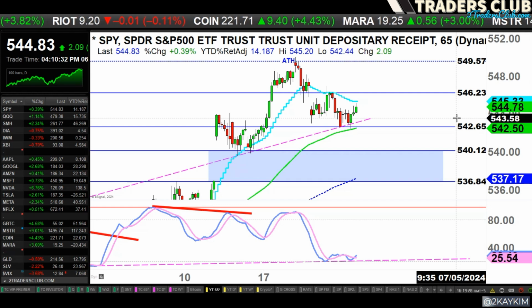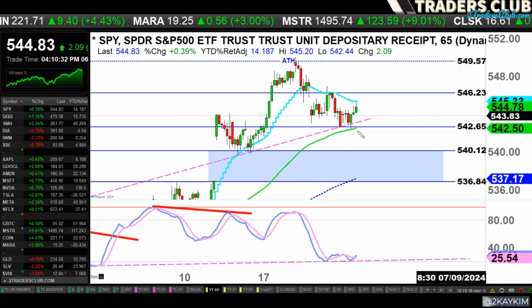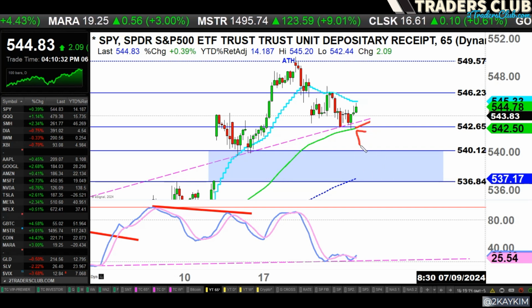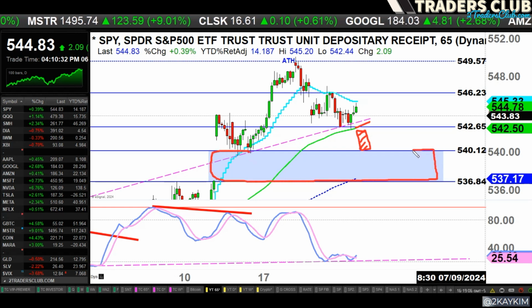This is a level where, I'm not saying it's going to happen, but I won't be surprised to see any kind of shenanigan, down gap or any kind of down move. Let's say we gap down below 542.50, below the short term. I would expect this thing will come quickly to 540 to challenge this down gap area.